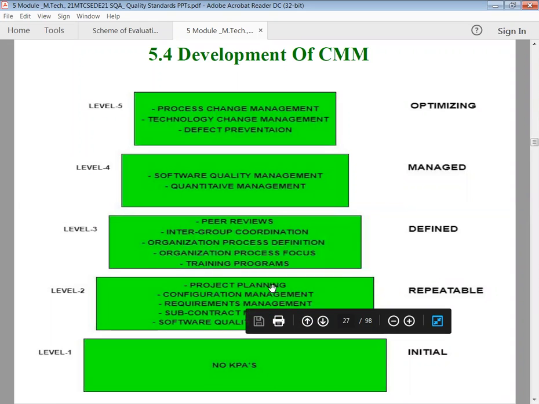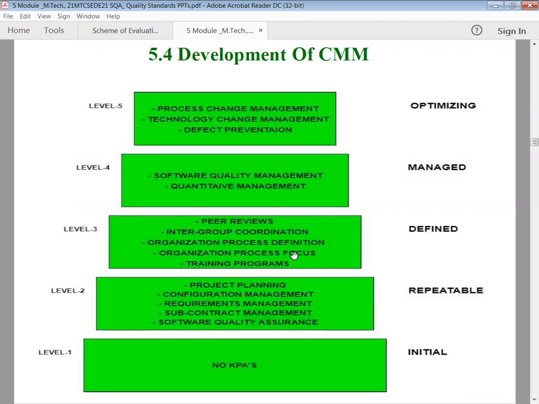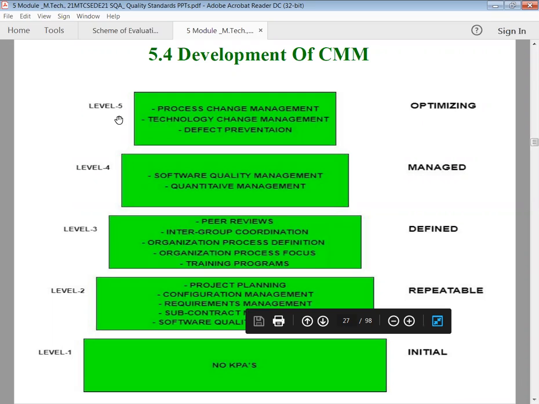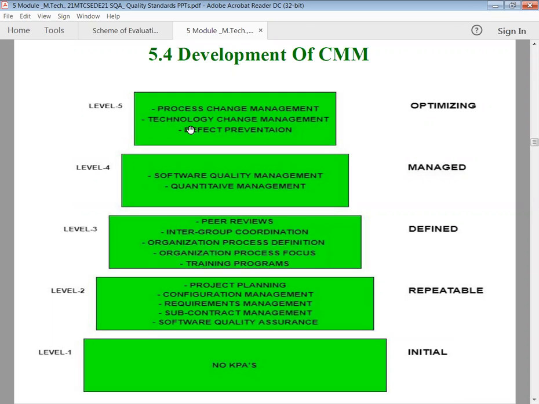Repeatable stage, we are focusing on planning, management, prior requirements, subcontract. In the defined level, we are giving importance to peer reviews, intergroup, organizational process focus, and training programs. In the optimization level, process change management, PCM, technology change management, and defect prevention. So these are the KPAs followed in optimizing level 5.